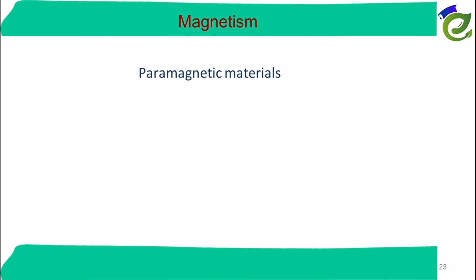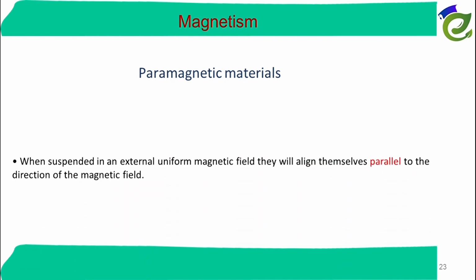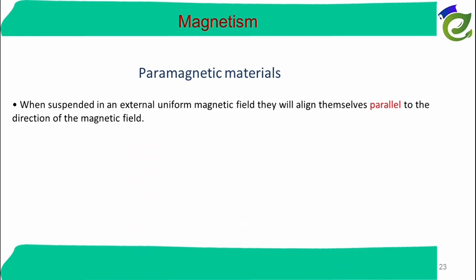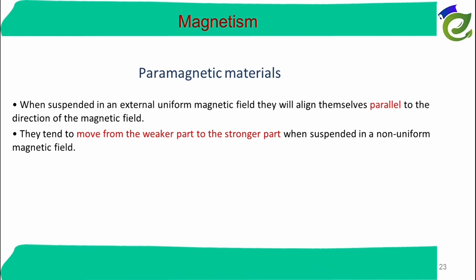As we learn first, when we place them in a uniform magnetic field, what happens? If you place these paramagnetic materials in a uniform magnetic field, they place themselves in such a way that they are parallel to the direction of the magnetic field. And if you place them in a non-uniform magnetic field, they will act in the opposite way from that of diamagnetic materials. They move from the weaker part to the stronger part of the field. Now they get magnetized in the direction of the field. It is also quite opposite from that of diamagnetic materials.